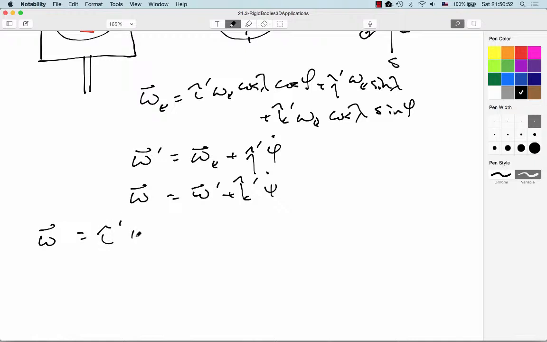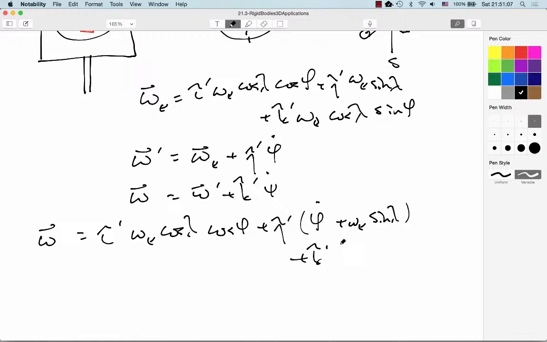All right, so with that, we can go ahead and put that all together and express our omega. So it'll be I prime omega E, omega Earth, cos lambda, cos phi, plus j prime, we'll get a phi dot plus omega E sine lambda, plus a k prime, psi dot plus omega E cos lambda sine phi.